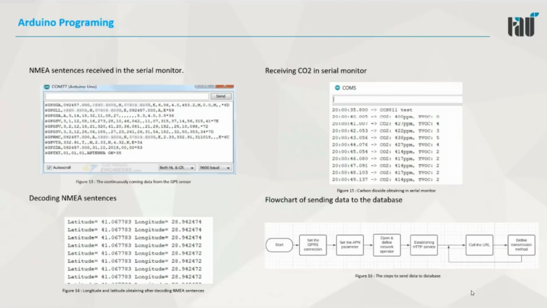The programming of the Arduino for the GPS sensor was done with the TinyGPS library. The GPS continuously sends an NMEA sentence that was decoded with this library. For programming the gas sensor, the SparkFun library was used. Since the GSM module is an AT command-based device, the programming was done with the help of AT commands by opening the GPRS connection, setting the APN, establishing the HTTP connection, calling the URL, and last defining the method of transmission.